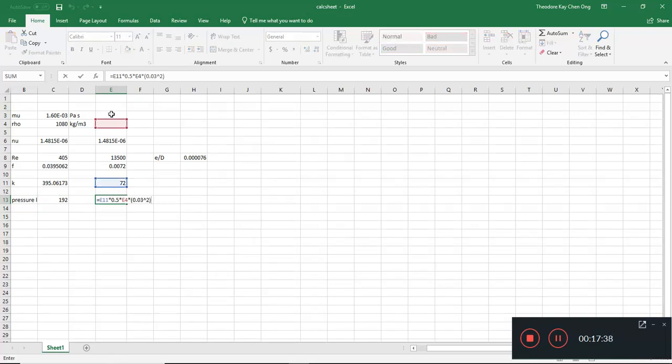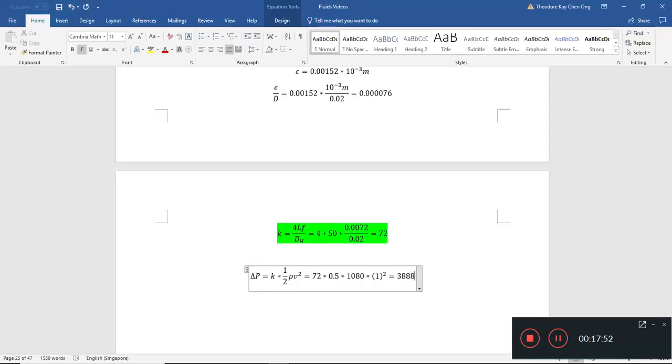So this is going to be here, and we're going to use 1. Can you see the pressure drop is a lot bigger? 38880 Pascal, or 38.88 kilopascal. So that's how we find that for turbulent flow we'll have more pressure loss.